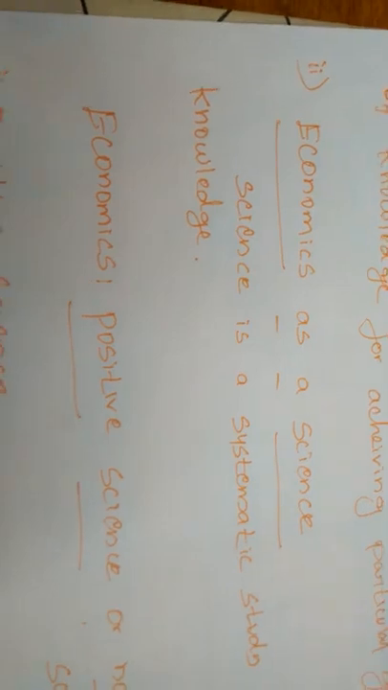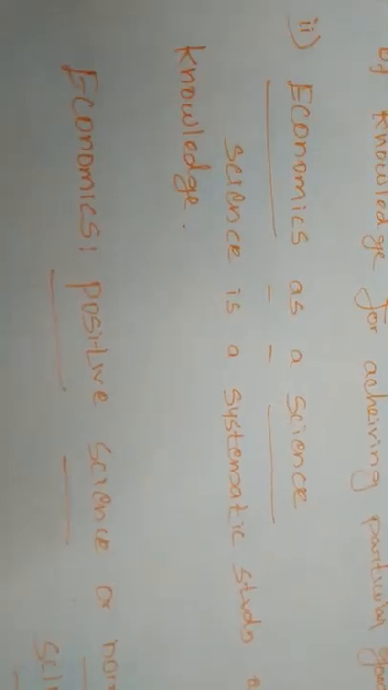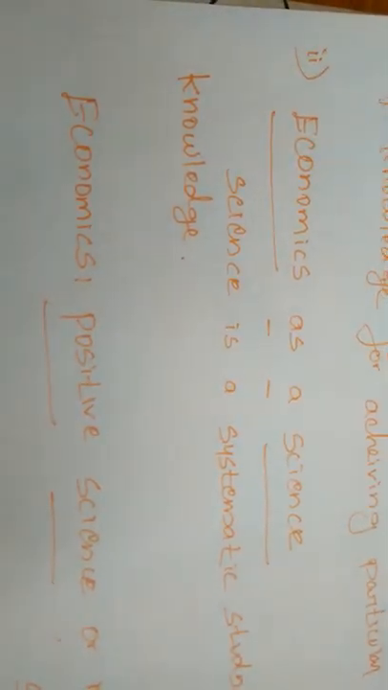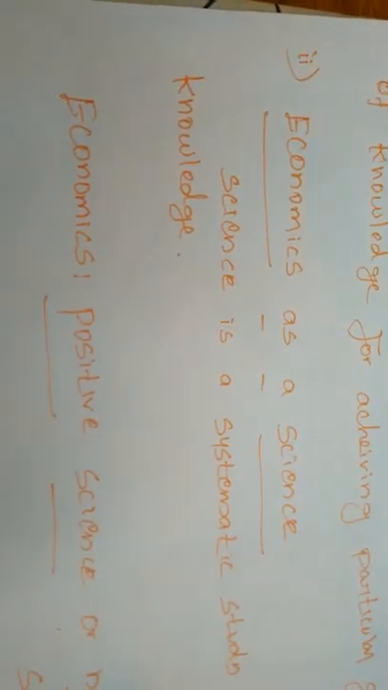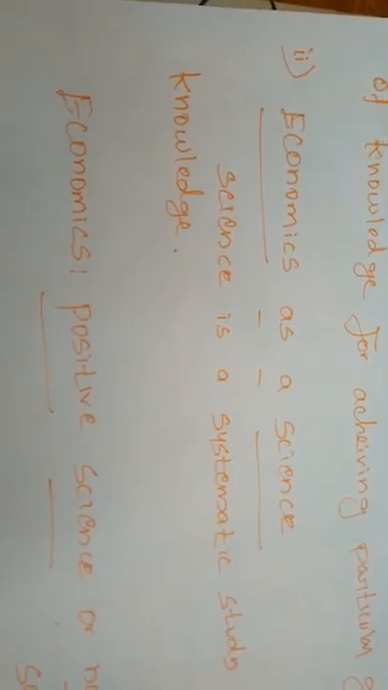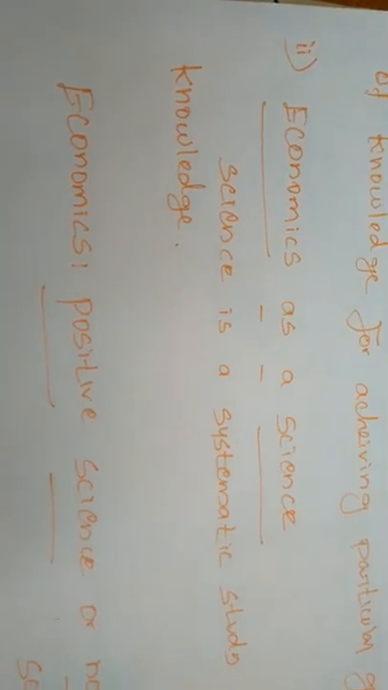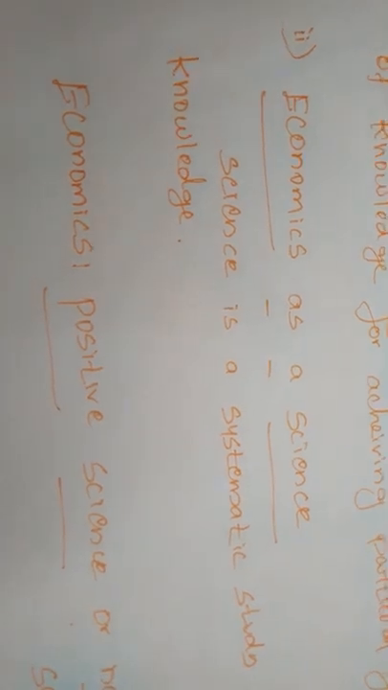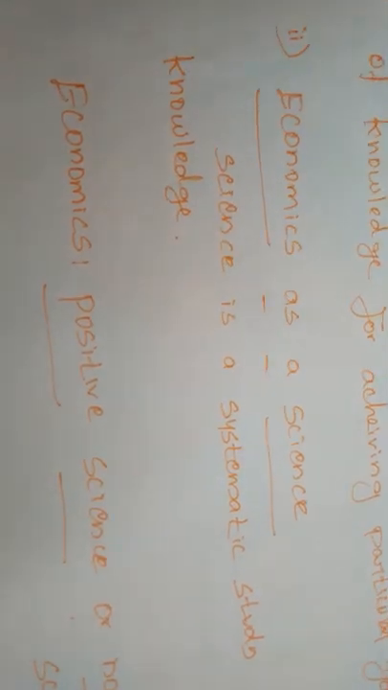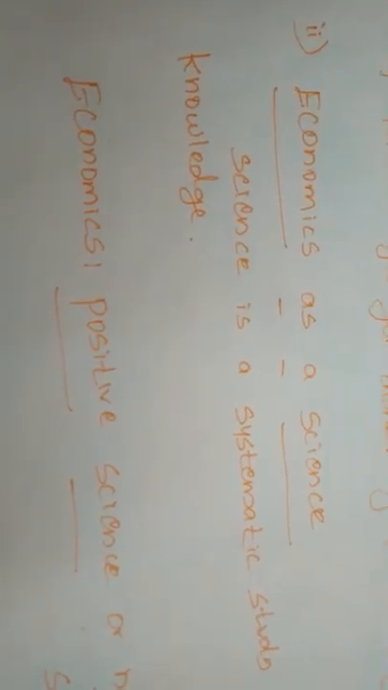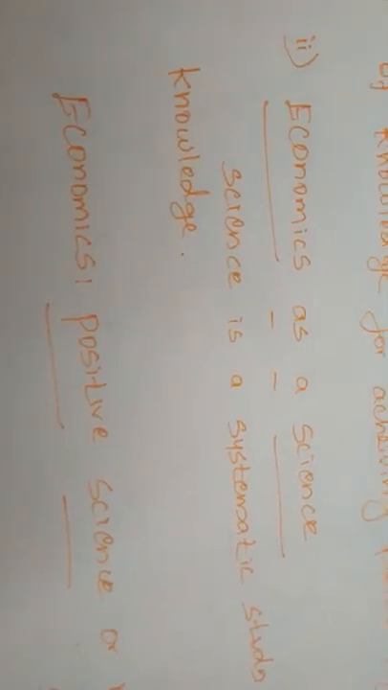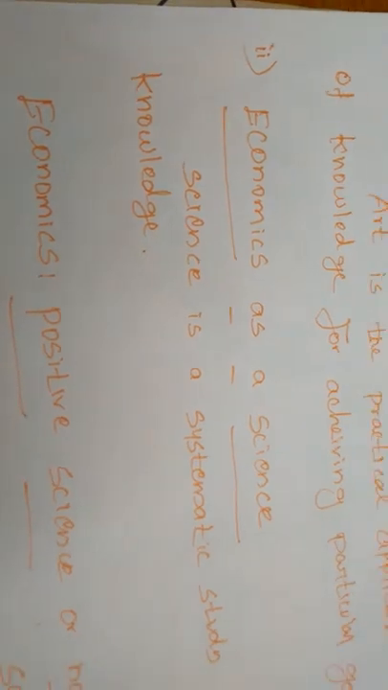And not only that, in science also, all the future predictions or experiments made by scientists are accepted universally. In economics also, many of the laws and theories are accepted universally. So all these laws in economics are also universally accepted.